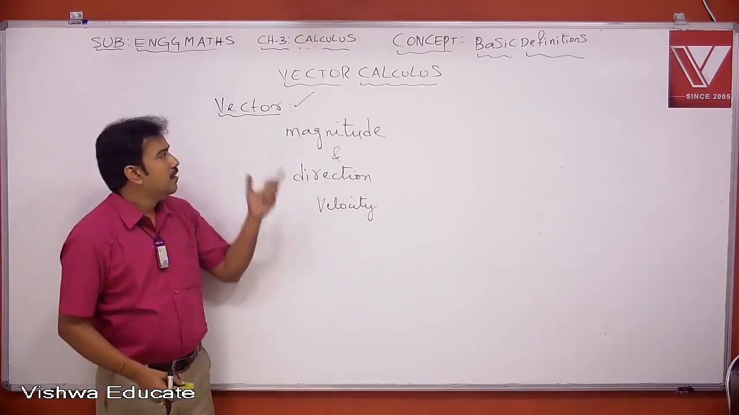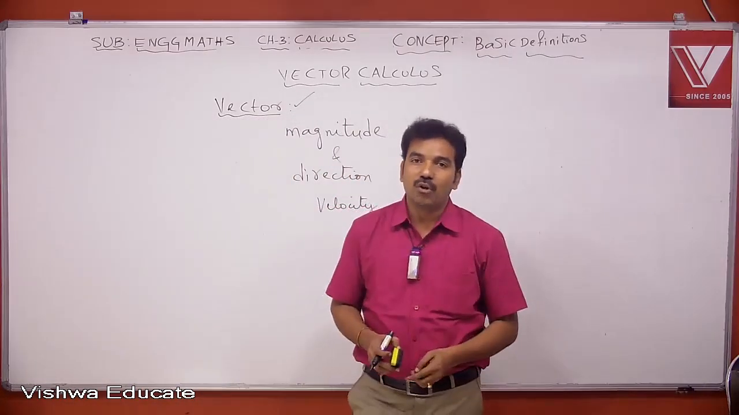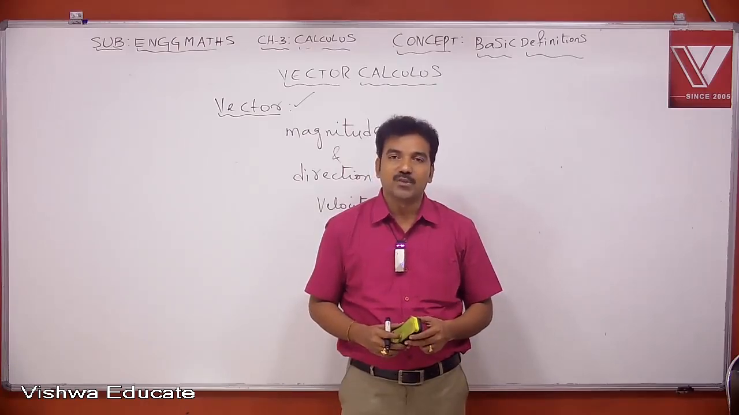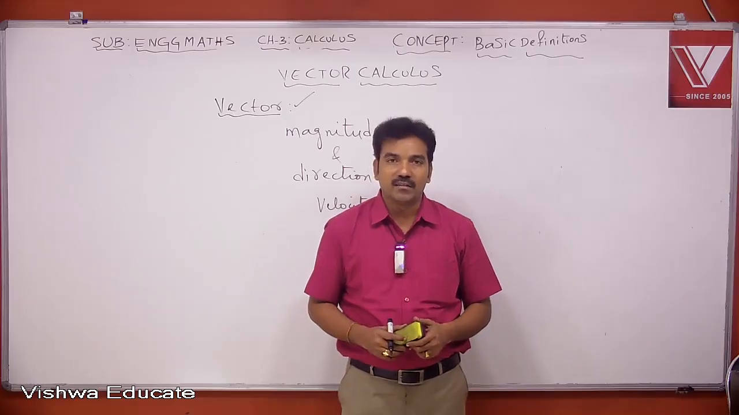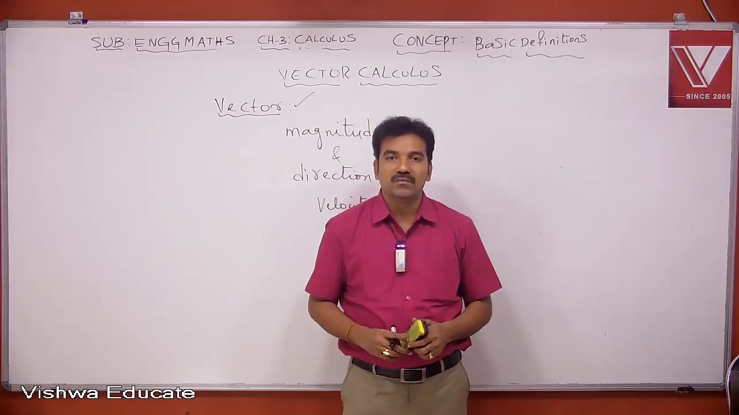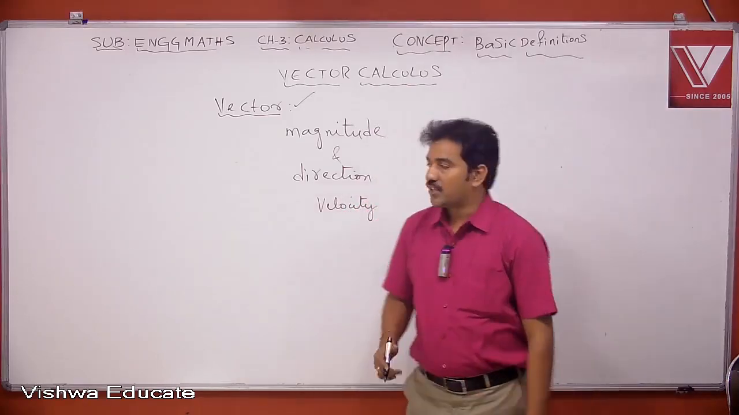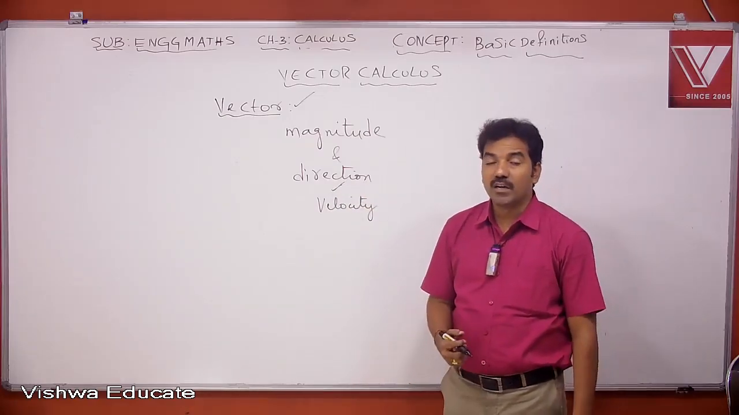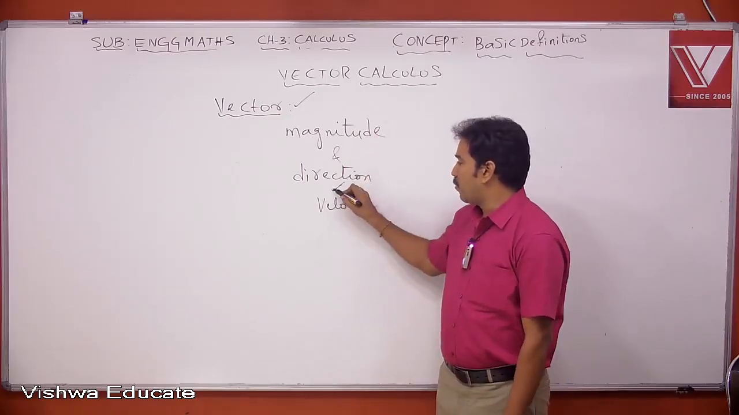Note this point. Definition: vector. A quantity which has both magnitude and direction is called a vector. Example: velocity.